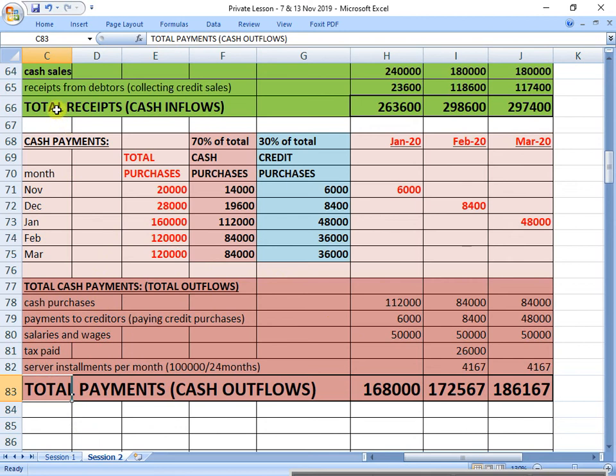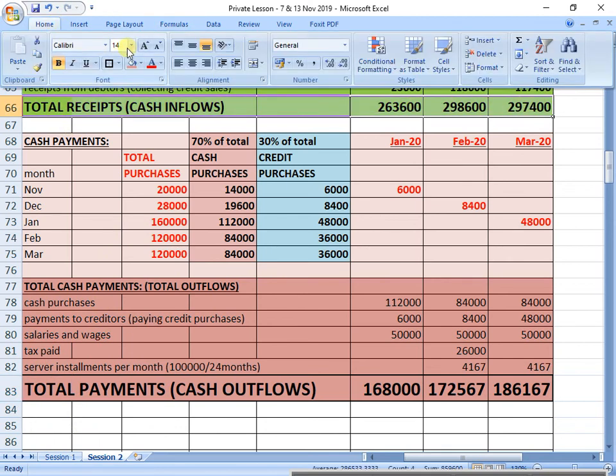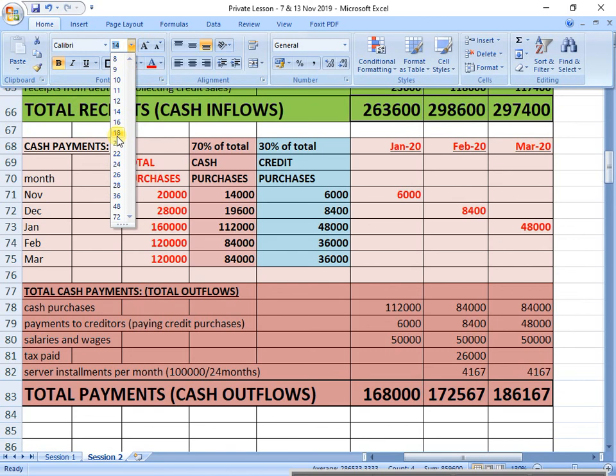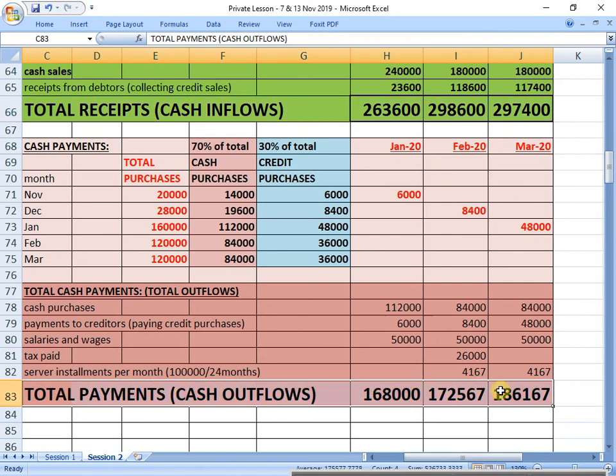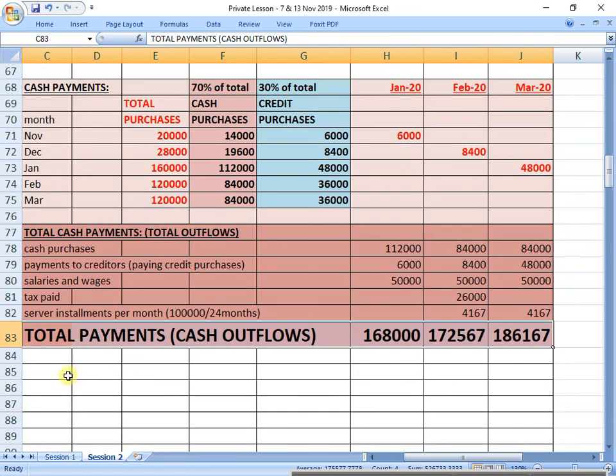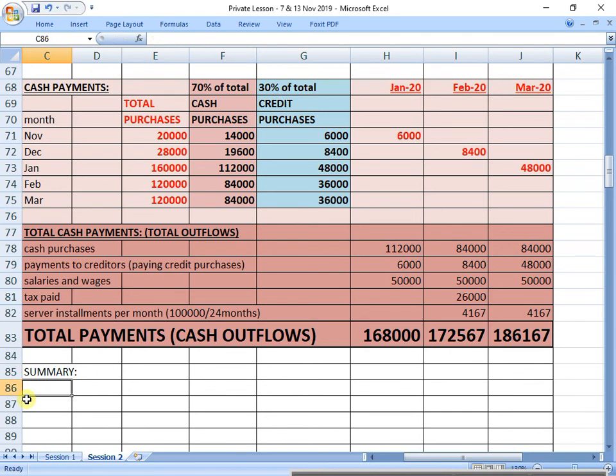Make sense? Okay, so if you're looking at these numbers, which is bigger, the receipts or the payments? The receipts are bigger. Okay, so that means things are looking good. All right, so to summarize here at the end, summary. Cash balance at the beginning. Net cash flow. Cash balance at the end.